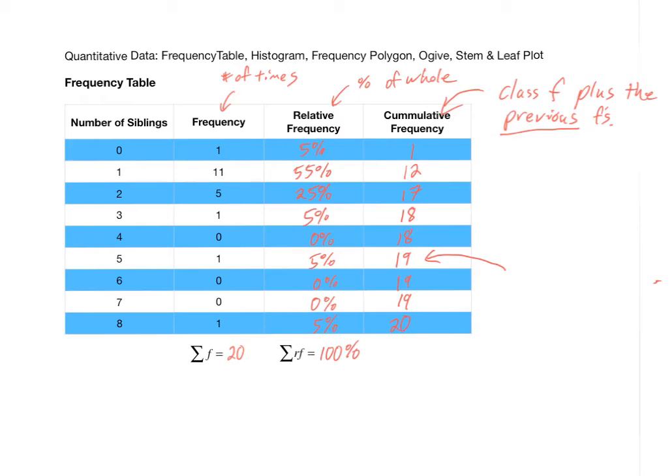So what does that 19 right there mean? A cumulative frequency of 19 for the class that has 5 siblings associated with it. Well, remember, this 19 came from adding all these previous numbers together. So this 19 represents 19 of the students in this class have 5 siblings or less. That's the previous part. So 19 students have 5 siblings or less.